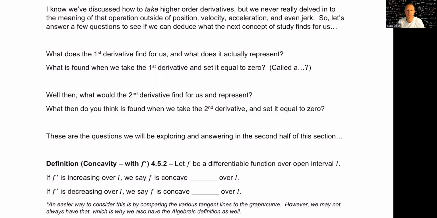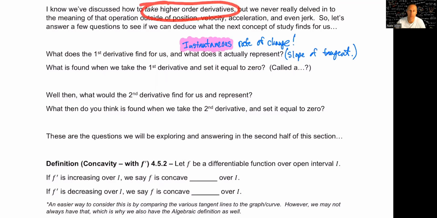So to elaborate on this, to think a little bit deeper than just x's and y's on a flat Cartesian coordinate plane, what does that actually find for us? Remember what the first derivative found for us? It was the slope of a tangent. But what did it actually represent? It was the instantaneous rate of change. So looking at what we called higher order derivatives, second, third, which we said applicably was the velocity for the first derivative, acceleration, and even the jerk we talked about.